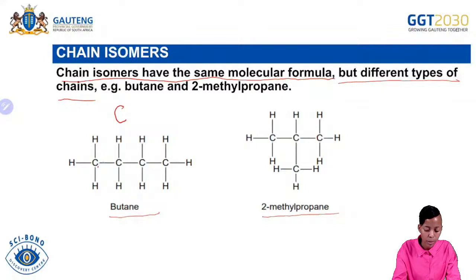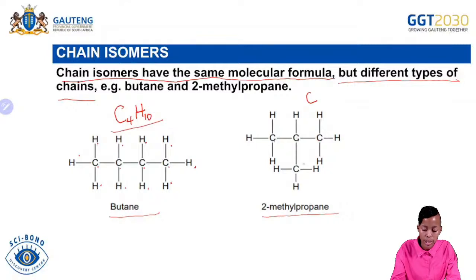How many carbons do we have on this one? You will see that we have a total of 4 carbons. And then how many hydrogens do we have on this one? It's 1, 2, 3, 4, 5, 6, 7, 8, 9, 10. You need to actually count it for yourself. So this C4H10 represents the molecular formula of butane. And then for the molecular formula of 2-methylpropane, again, you need to count the number of carbons.